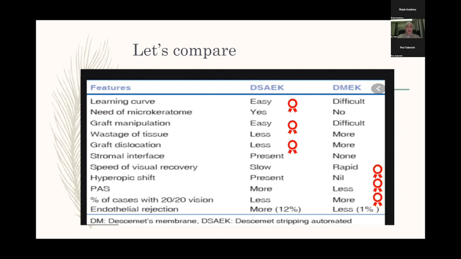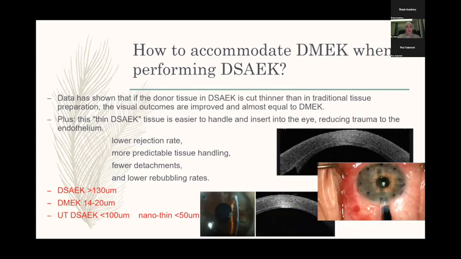Now, in the ultra-thin DSAEK, we're accommodating what the good outcome in DMEK, but we're performing DSAEK. And that's how the idea came. If the donor tissue in DSAEK is cut thinner than in the traditional tissue, then the visual outcome is improved and almost equal to DMEK. So we have lower rejection rate, more predictable tissue handling, fewer detachments, and lower rebubbling rates.